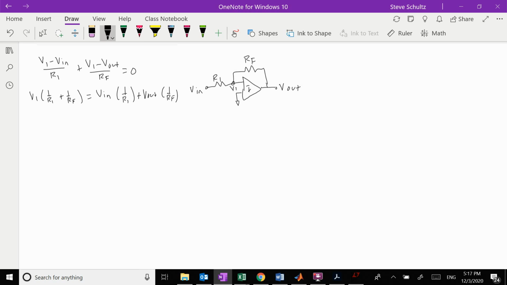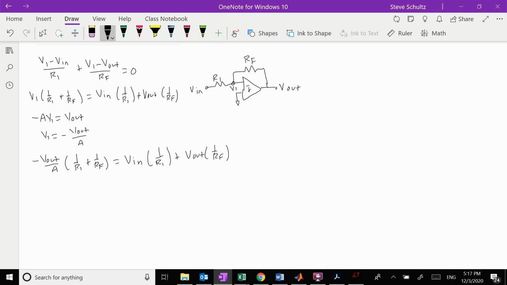Okay, and then we're going to use the amplifier gain, and so we see that minus A times V1 is equal to the V out, because the V1 is connected to the negative terminal, which means that V1 is minus V out over A. So then we're going to take that V1 and plug it into our previous equation, and so we have minus V out over A times 1 over R1 plus 1 over RF, which is equal to all the stuff we have up above, plus the V out times 1 over RF.